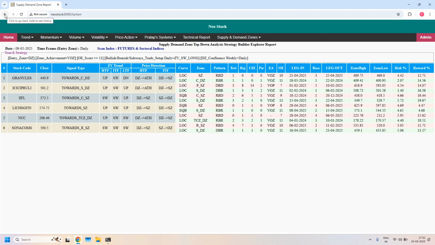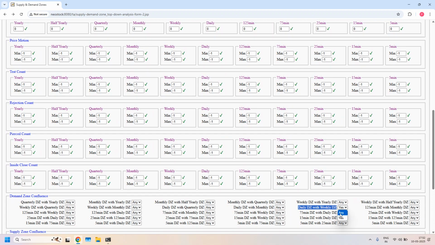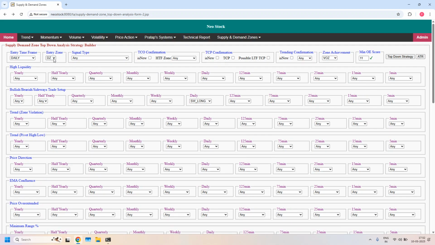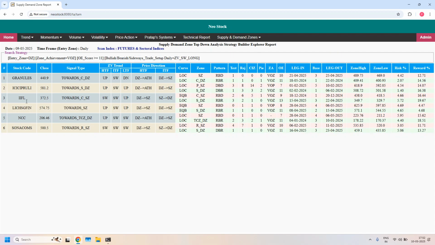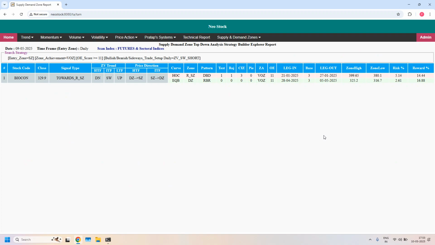So next we will generate a sideways short trade setup. But let me disable this filter. Okay, sideways short trade setup. Earlier what you have seen is sideways long trade setup. Let me generate again. This is sideways long trade setup. Next, sideways short trade setup, entry zone, supply zone, and here I am selecting sideways short. Both filters are applied to daily supply zone. So one stock is filtered for sideways short trade setup.